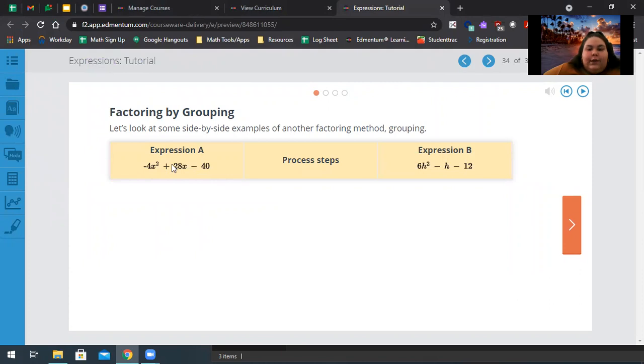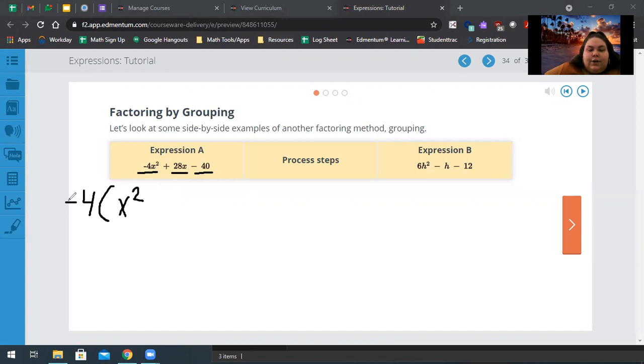So when I look at expression A, negative 4x squared, 28x minus 40, I can kind of see that each term is divisible by 4. And not only that, the leading expression, the number in front of x squared is negative 4. I'm going to factor out a negative 4 from there. So when I factor out negative 4, I'm going to put parentheses, right? X squared. Because I factor out a negative, all the signs change. So this goes from negative 4x squared to positive x squared.